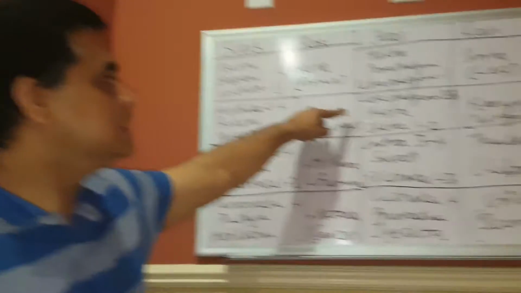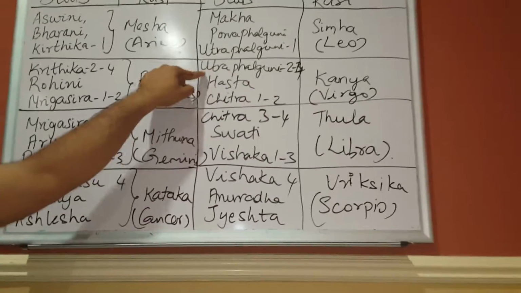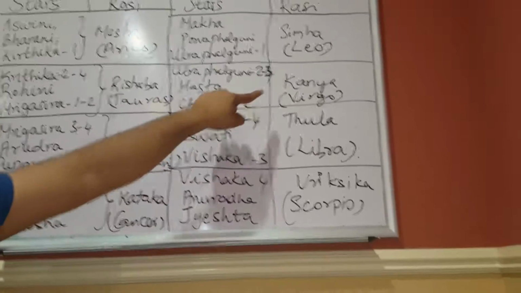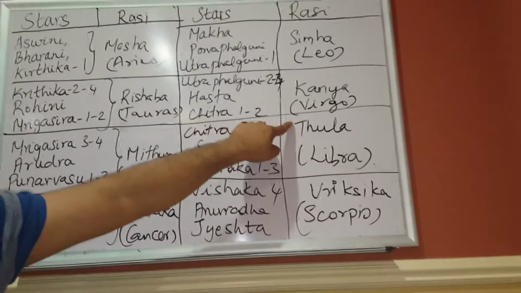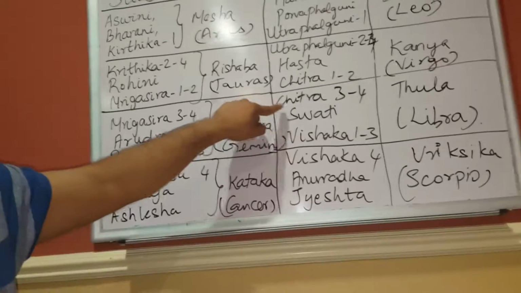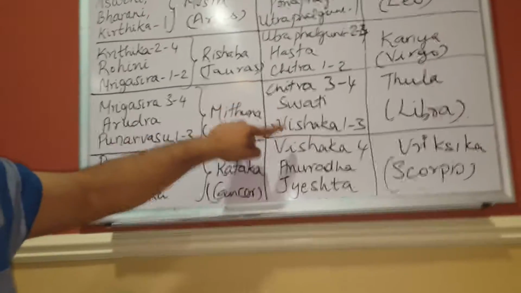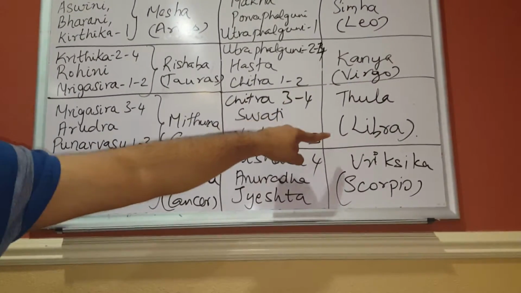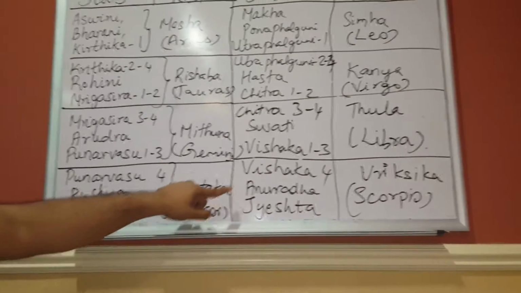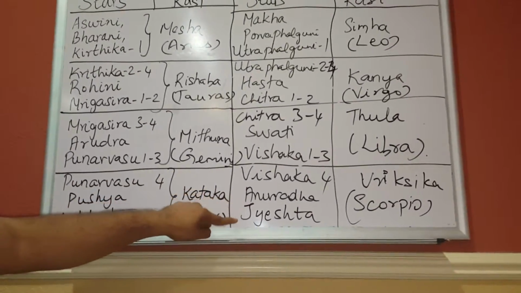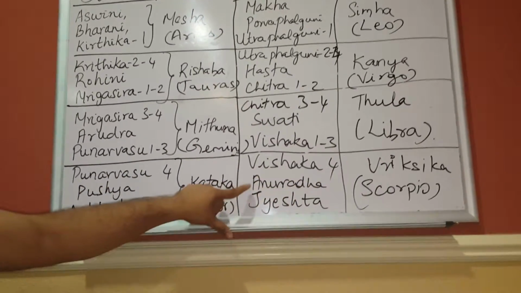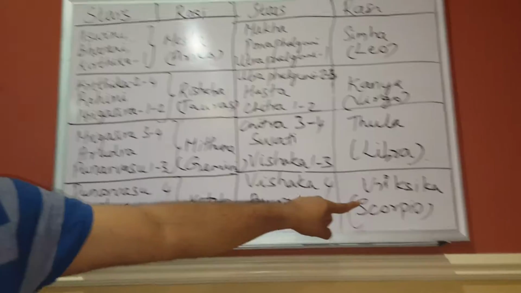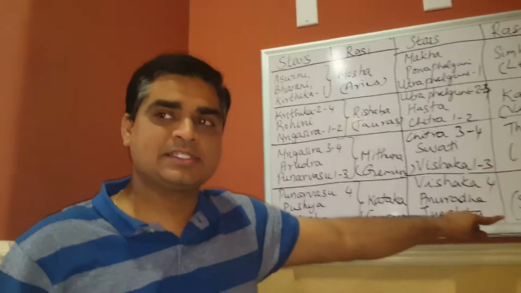Excellent. Let's proceed. The second through fourth quarter of Uttara Phalguni, the whole of Hasta and the first half of Chitra all fall under Kanya. The English equivalent for that is Virgo. Chitra 3 and 4, Swati, and Vishaka 1 through 3 fall under Tulam or Libra. And the last one on today's board, we have Vishaka, Anuradha and Jyeshta. That is the fourth quarter of Vishaka, the whole of Anuradha, and the whole of Jyeshta. They all fall under Vrischika Rasi. The English equivalent for Vrischika Rasi is Scorpio.